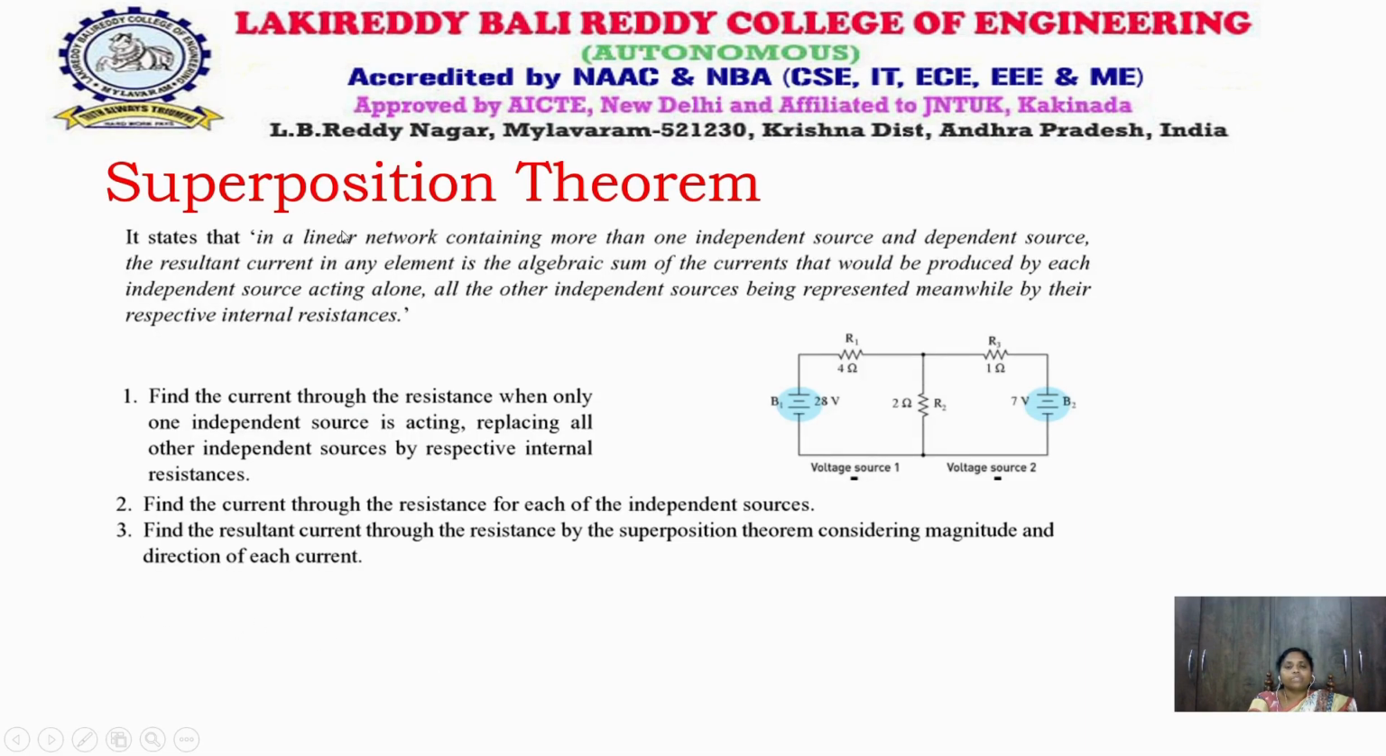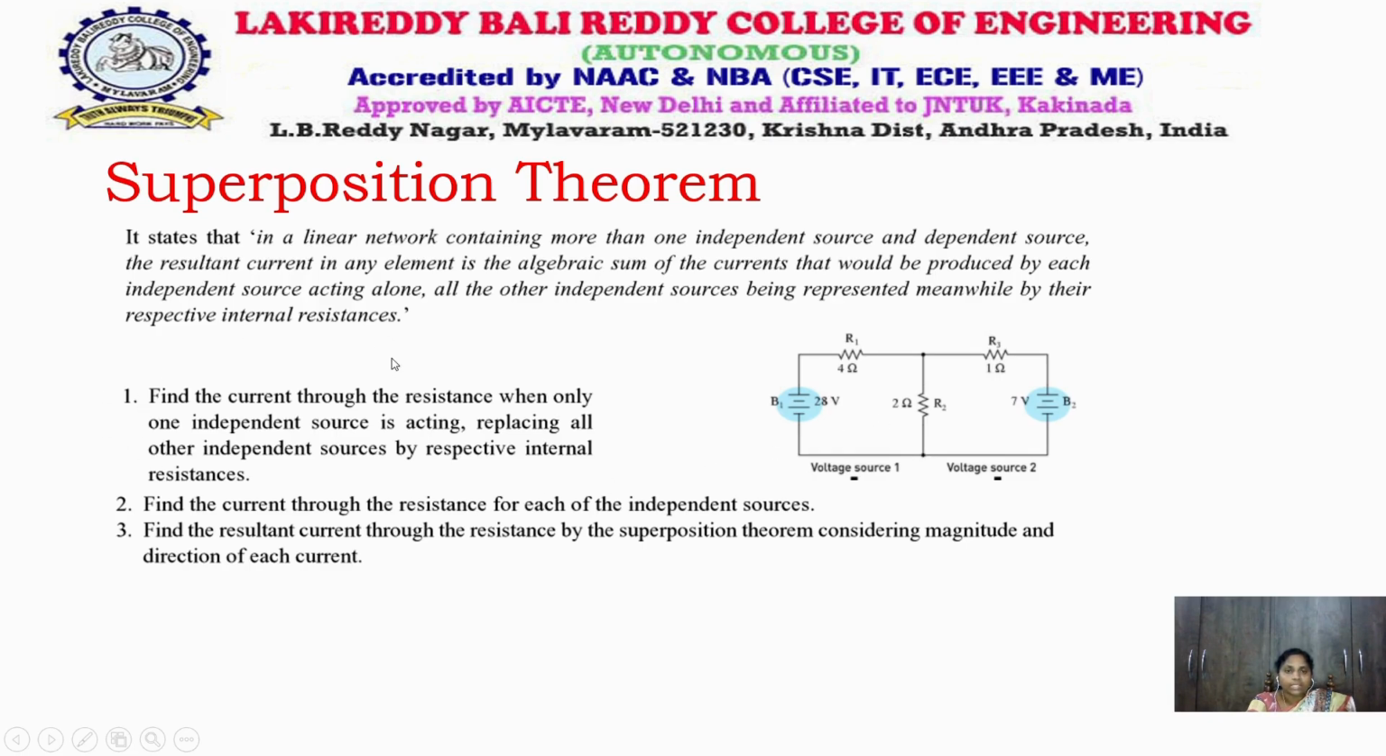Now look at this statement. In a linear network containing more than one independent source and dependent source, the resultant current in any element is the algebraic sum of the currents that would be produced by each independent source acting alone, all other independent sources being represented by their internal resistances. So in this circuit, I need to find the response through the 2 ohm resistor, R2, when both sources are acting and when individual sources are acting alone.